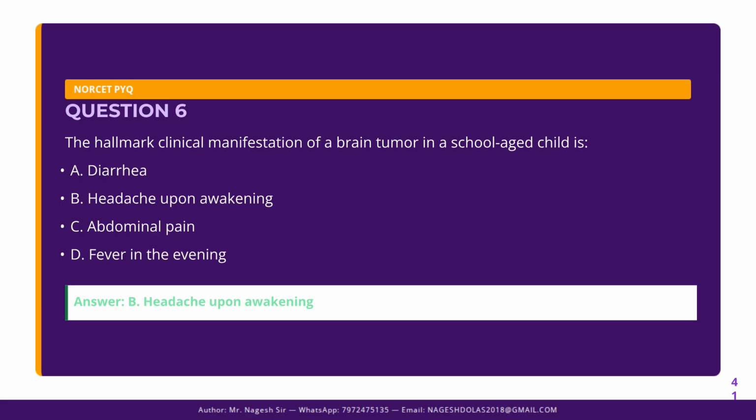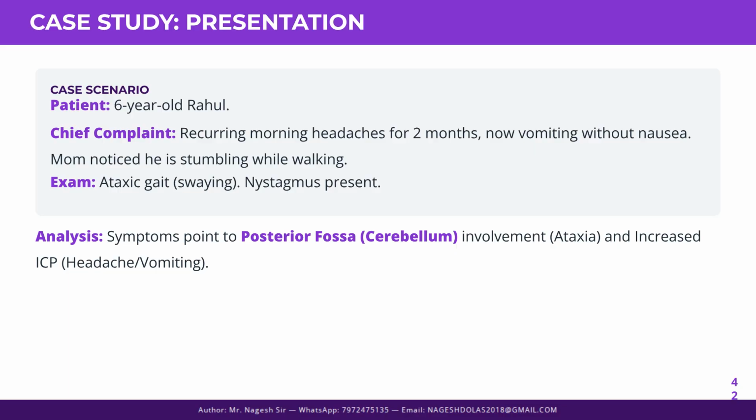Question 6. The hallmark clinical manifestation of a brain tumor in a school-aged child is... The answer is B. Headache upon awakening. In this case study, 6-year-old Rahul presents with recurring morning headaches, vomiting without nausea, stumbling, ataxic gait, and nystagmus. These symptoms indicate posterior fossa involvement, specifically the cerebellum, and increased ICP.